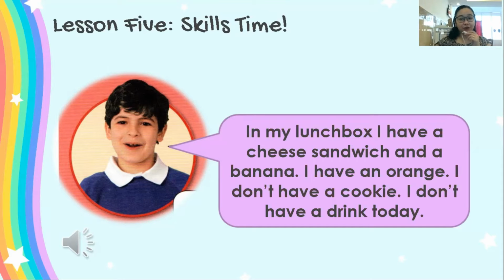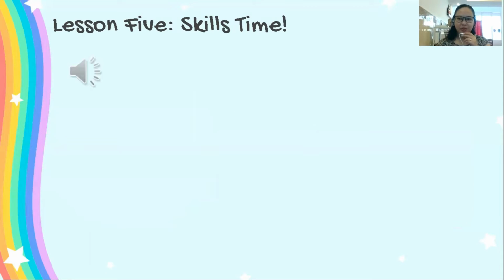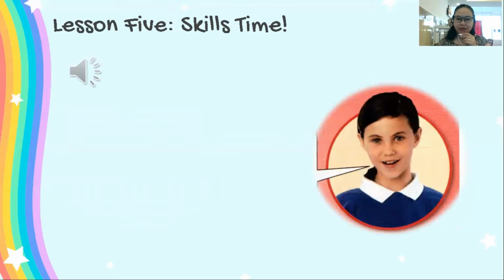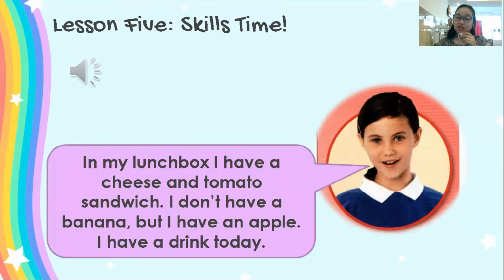So that is for our reading 1. Now let's move to the next part. This time we are going to read about the girl. What does she have in her lunchbox? So listen again, and we are going to read. Follow the words with your eyes. Listen to this.